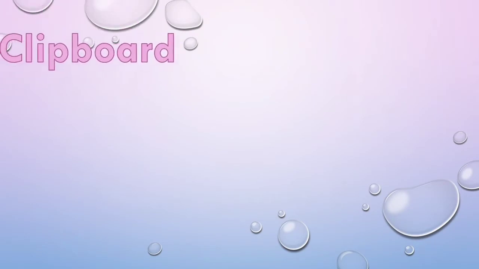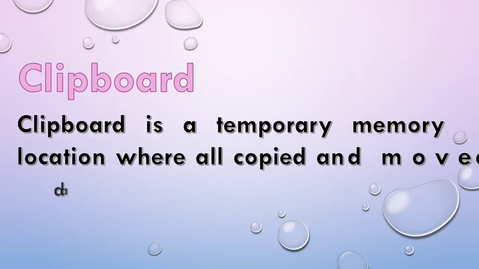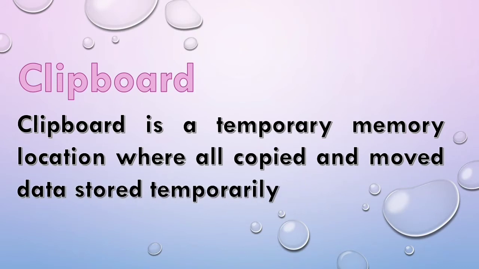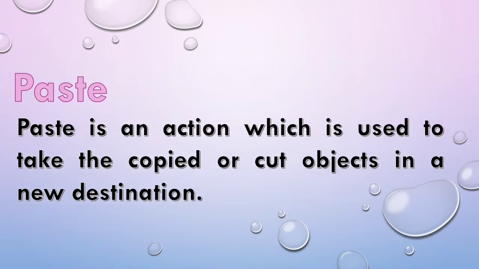First we are going to define the clipboard. The clipboard is a temporary memory location where all copied and moved data is stored temporarily, or for a while. And now, paste. What is paste? Paste is an action which is used to take the copied or cut objects to their new destination.